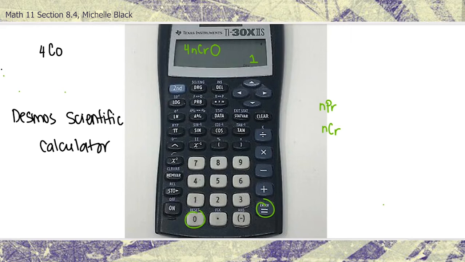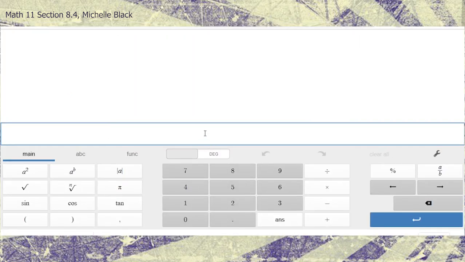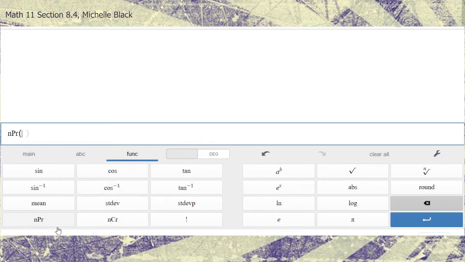And that will take you to this site, which looks like this. And you can type in the same problem. Right here, you don't see that nPr or nCr, but if you click the function button, you'll see them come up. So you can do that. It'll give you your parentheses. You can type in what you need, and it'll give you the answer.